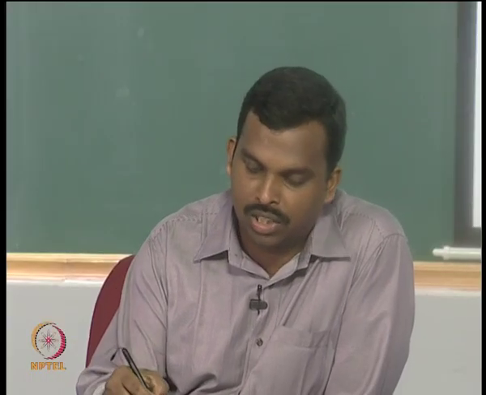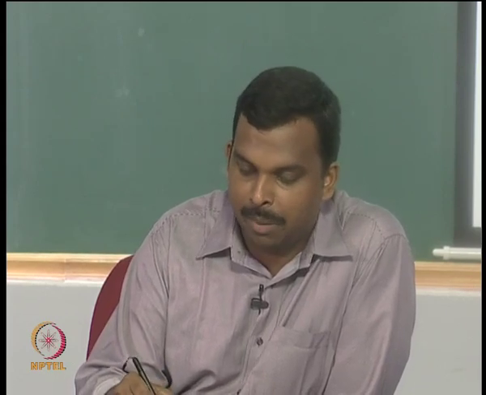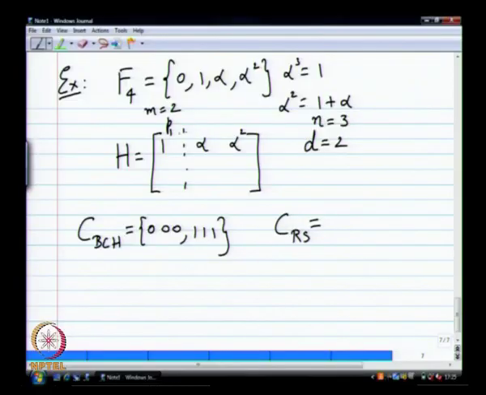Take a look at this. What is your I part and what is your P part? You can take this to be your I, the identity matrix. So you have a parity P1 here. You have two messages M1 and M2, both of them from F4. So you will have 16 different code words in CRS.